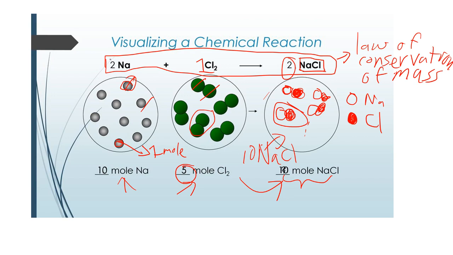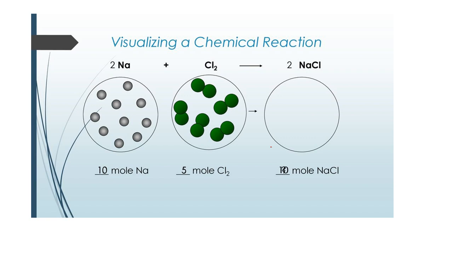And when we look at sodium and the product sodium chloride, for every 2 moles of sodium, we produce 2 moles of sodium chloride. What does that mean? Simplifying it, for every 1 mole of sodium, we produce 1 mole of sodium chloride, which makes sense. We have 10 moles of sodium, and we produce 10 moles of sodium chloride. So that's really stoichiometry.